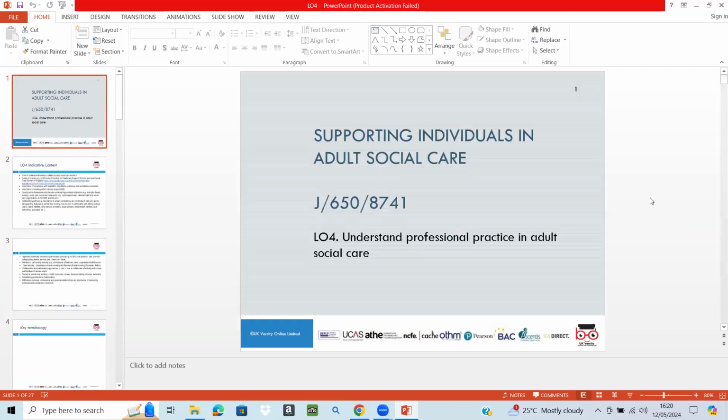Each unit has four learning outcomes which we need to learn and practice. And every learning outcome has its own assessment criteria. Then we have the pass, merit, and distinction grades, so we need to work accordingly. We must work on the pass criteria properly first, then we'll go for the merit and distinction criteria.